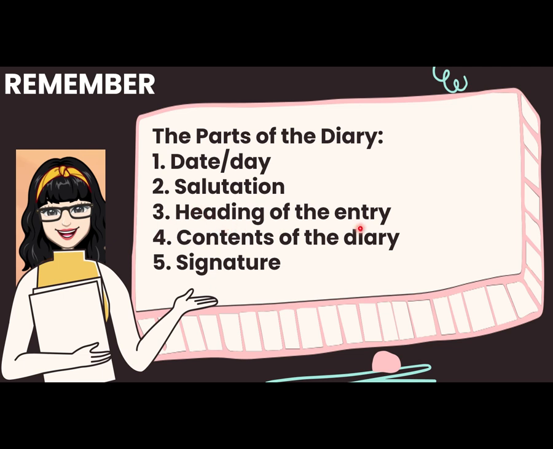How are you going to start your content? You can say today, hello, and others. And number 4, the contents of the diary. You're going to write your experiences, your thoughts, and many others that happen in your daily life situation. And then the last one is signature, wherein you are going to write your name, being the writer of your diary. Remember that diaries are readers and writers' best friends.